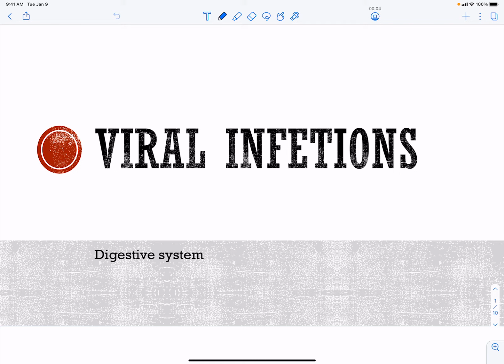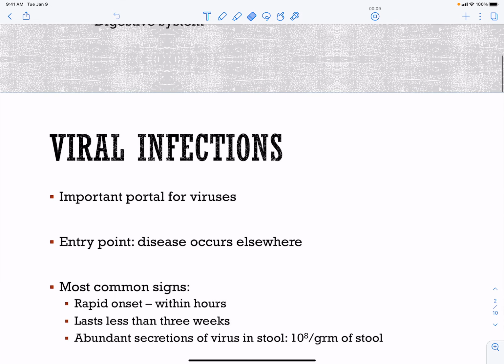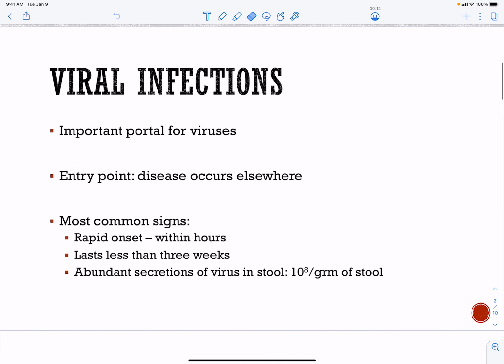Okay, so now I'm going to talk about viruses that can cause infections of your digestive system. So keep in mind that, again, your digestive tract is a portal of entry, and it's an important portal for some viruses. Typically, it's going to be an entry point, and the disease is going to occur elsewhere. So it's a way for the virus to get into your body.